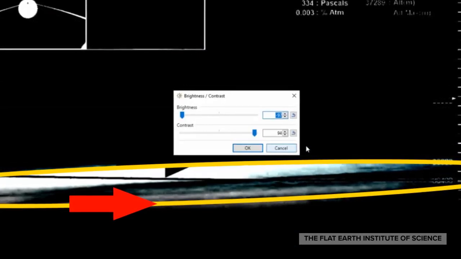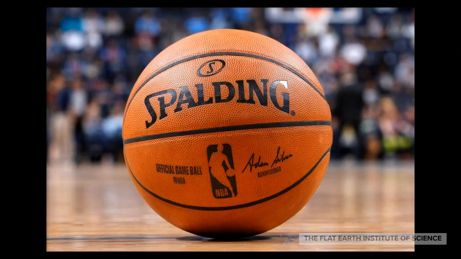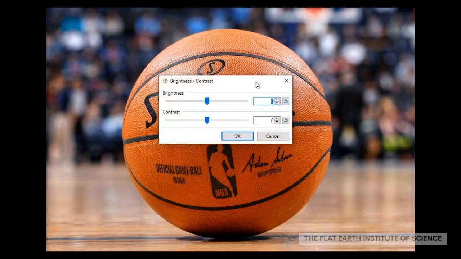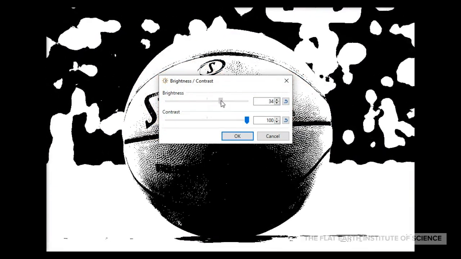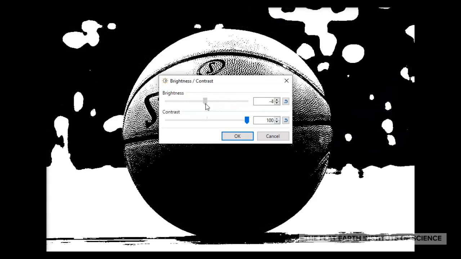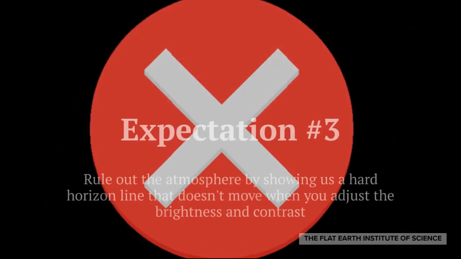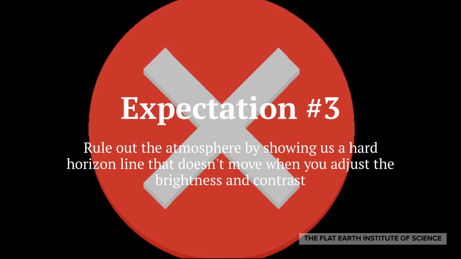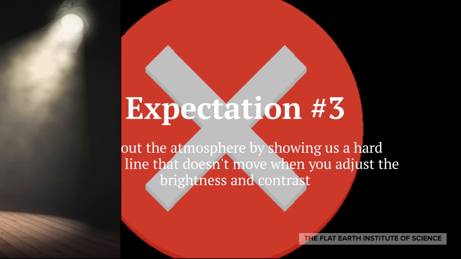Here I'm trying to point out the bottom curve of the sun's spotlight. Now let's compare that to the horizon we see on this ball. I'm going to go ahead and adjust the brightness and contrast on that. Black and white. And notice how our horizon line doesn't appear to move around. It's staying in the exact same spot. And that is because our horizon is being created by the curvature of the ball. So here Mr. Sensible failed expectation number 3, ruling out the atmosphere by showing us a hard horizon line that doesn't move when you adjust the brightness and contrast.